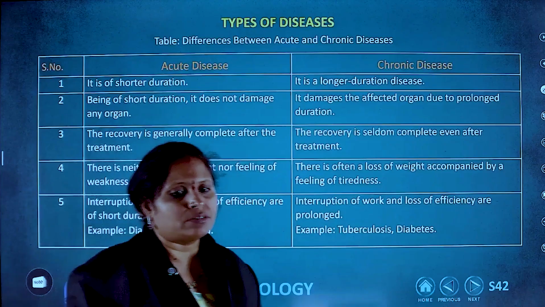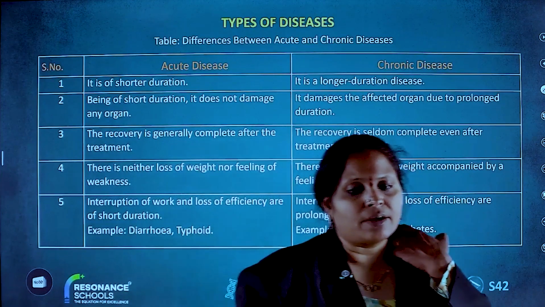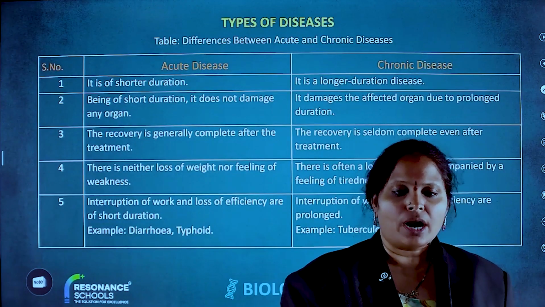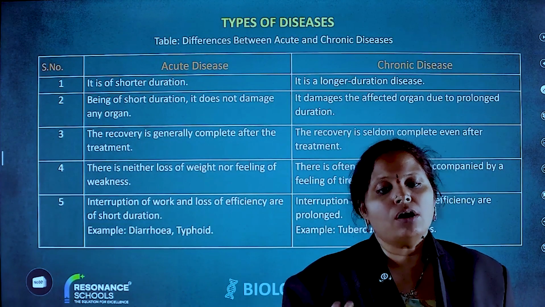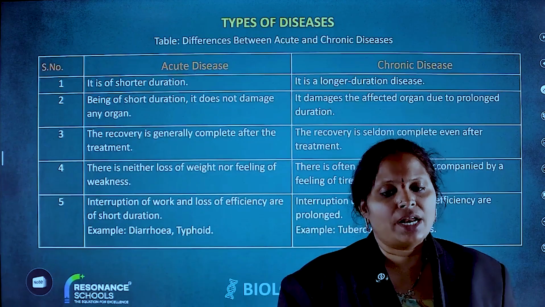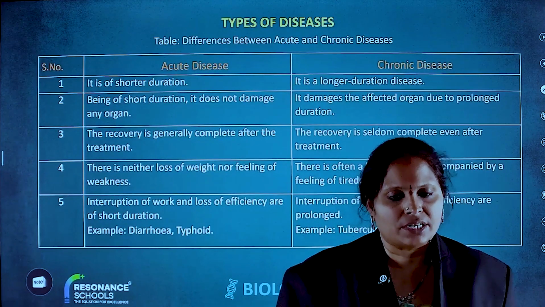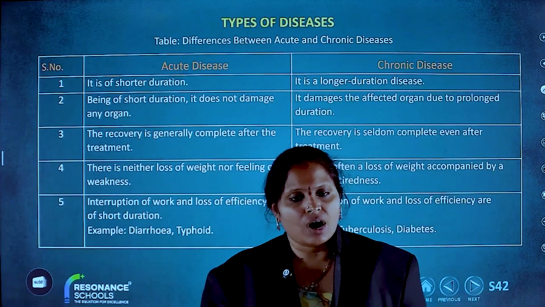Ma'am, sugar is also chronic. Sugar is nothing but diabetes, right? It comes under chronic only. Sugar or diabetes, both are same. So, Sujit, sugar is a chronic disease. Sugar itself is diabetes, it's a chronic disease. Got it, Sujit? Got it?